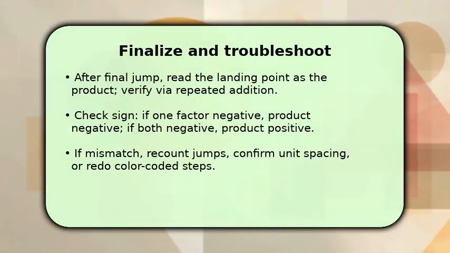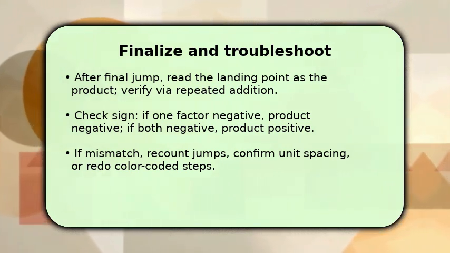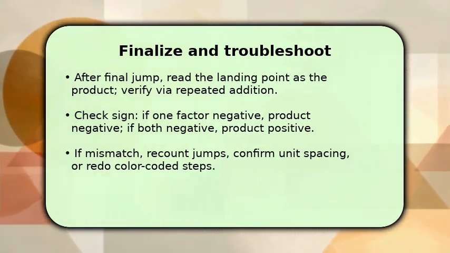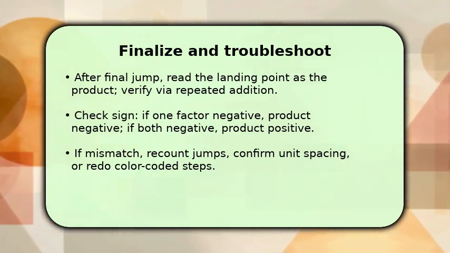Finish by reading the point where you land. That position is the product. For 3 times 4, you land on 12 because you made 4 3-unit jumps. Once done, check the sign rule. 1 negative factor flips direction and gives a negative result. 2 negatives reverse back to positive.